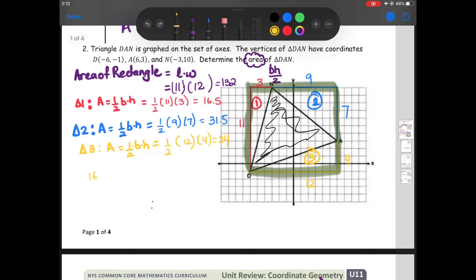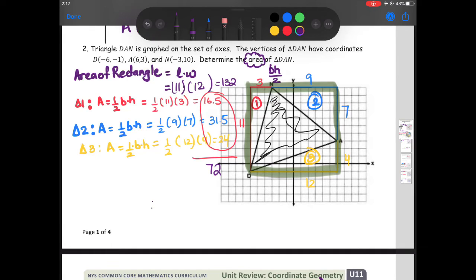16.5. Hold on. So it's basically, if I add these up, I get what? 16.5 plus 31.5 plus 24 is 72. So that's 72. So what do we know? How do we find the area of the triangle?